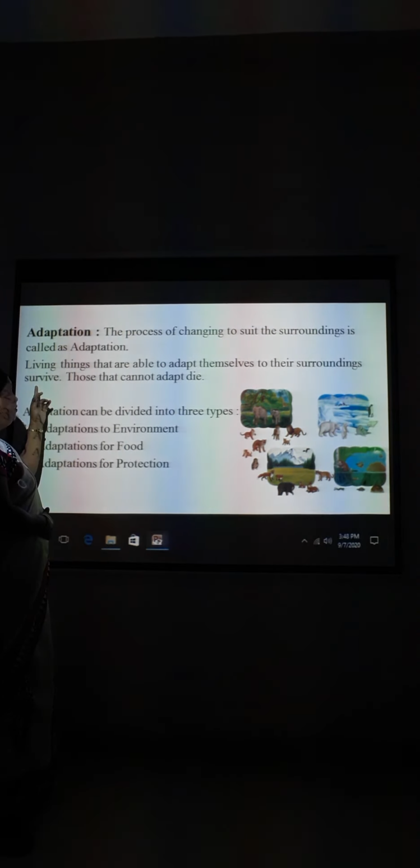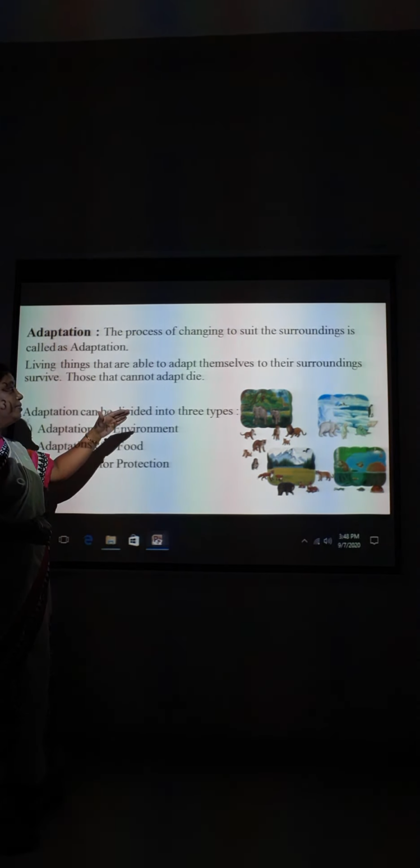This change brought in them that makes them survive in the present world is called adaptation. Living things are able to adapt themselves to their surroundings and survive. Those that cannot adapt, they die. Animals which are able to change and live are able to survive, and those who cannot adapt themselves are dying.